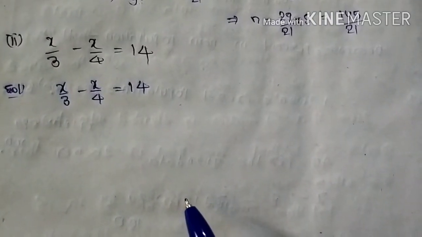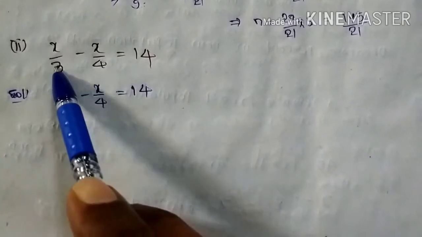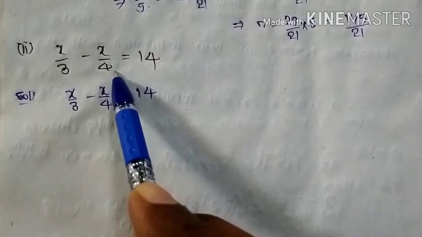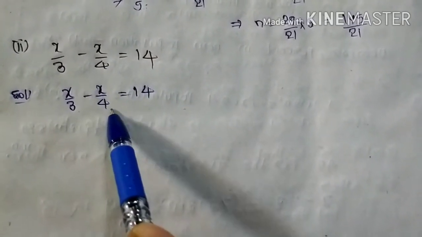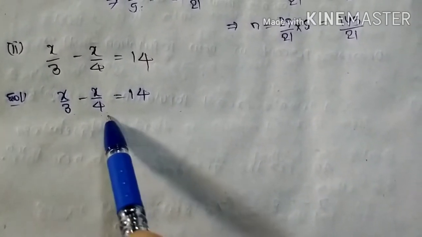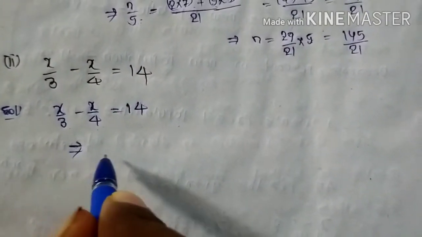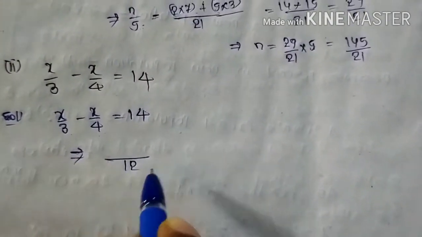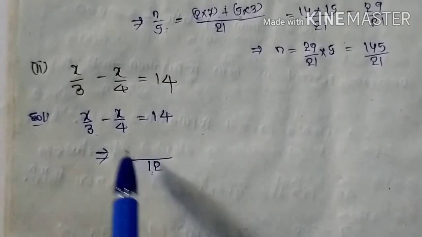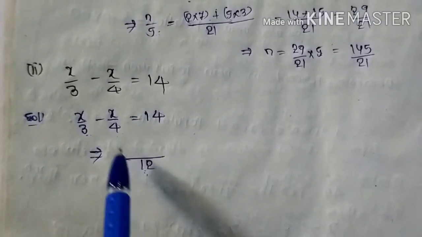Now you can solve this equation. x by 3 minus x by 4 is equal to 14. Already those are having variable terms. So first of all you can find the LCM of 3 and 4. What is the LCM of 3 and 4? 12, or not? Yes, you can write here implies 12 is your LCM. Next you can divide LCM with the denominator. That means here 3 4s is 12, or not? Yes, you can multiply 4 with x.